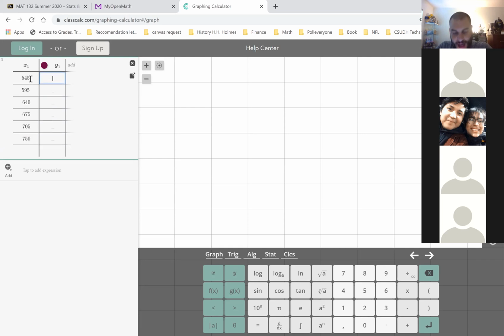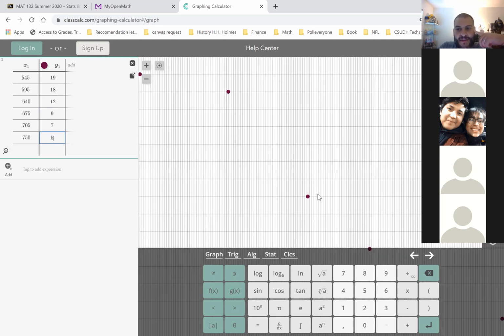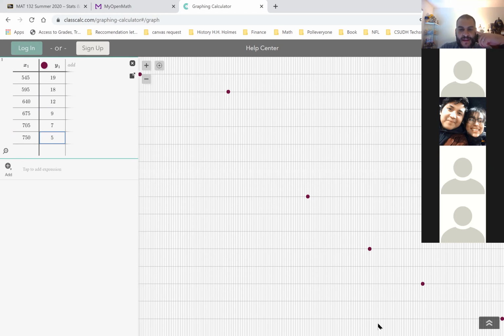So let's go to our Y. Our Y will be 19%, 18%, 12%, 9%, 7%, and 5%. If I want to look at my scatter plot, I put it here in the magnifying glass, and it'll take me to my scatter plot. All right, so let's look at the scatter plot.